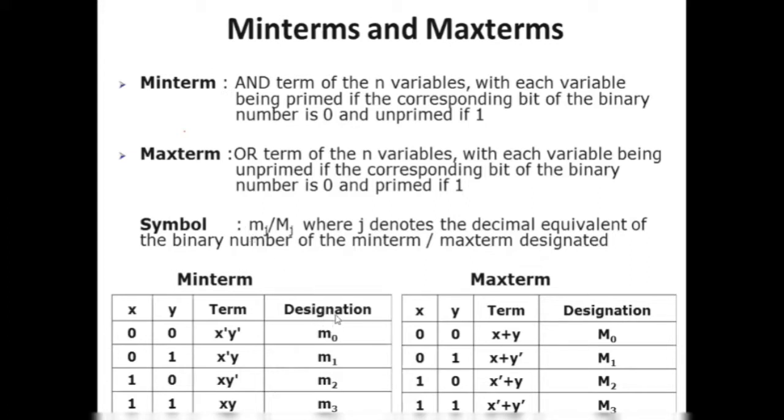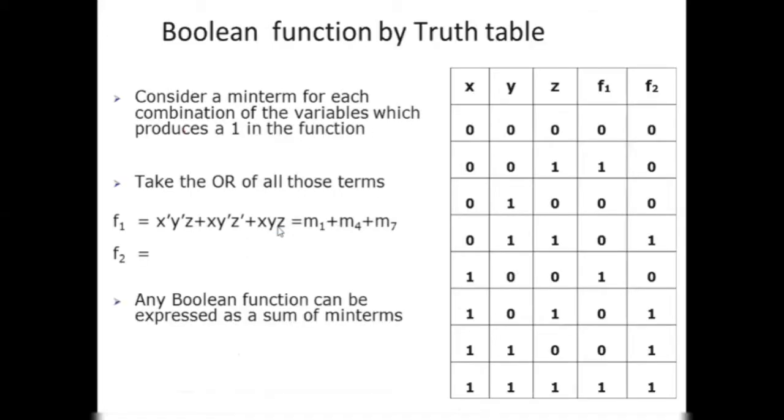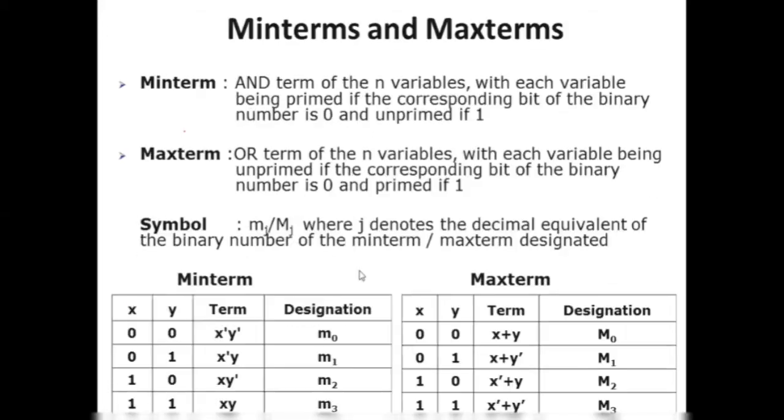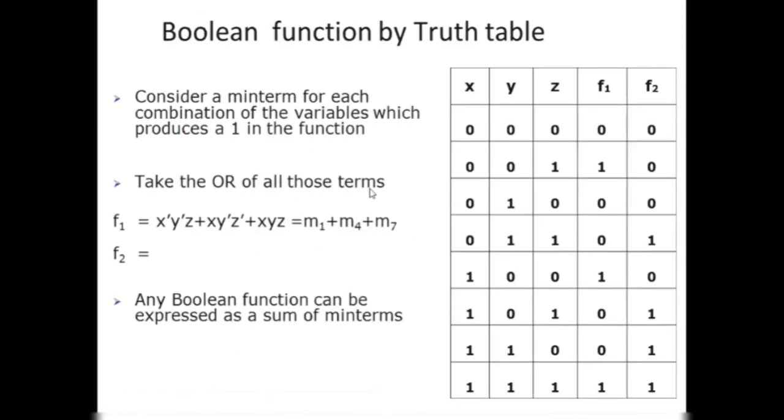So this designation, capital M and small m, is used to denote these min terms and max terms. So that's about min terms and max terms. Keep them in your mind, and we'll be using them in the future. Okay. So Boolean functions, we can evaluate Boolean functions using truth tables.